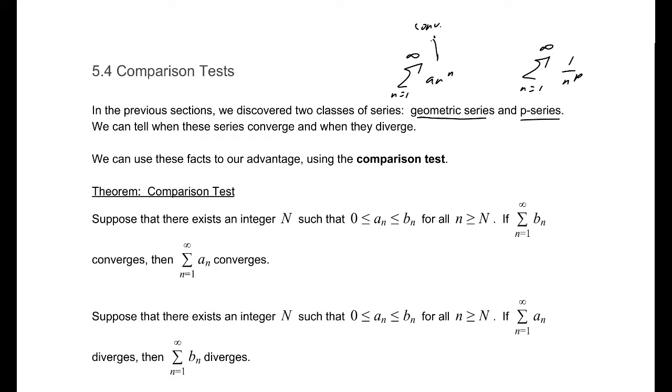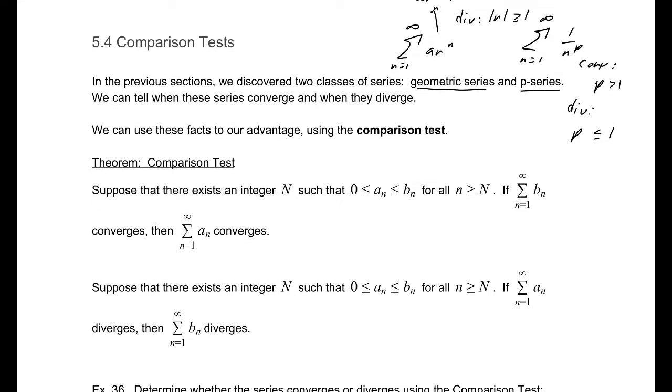These always converge if the absolute value of r is less than 1, and they diverge if the absolute value of r is greater than or equal to 1. That is worth knowing. And p-series, we know that these converge whenever p is greater than 1, and they diverge when p is less than or equal to 1. So we can use those facts to our advantage by using the comparison test.